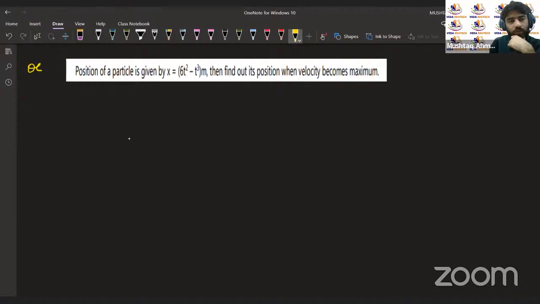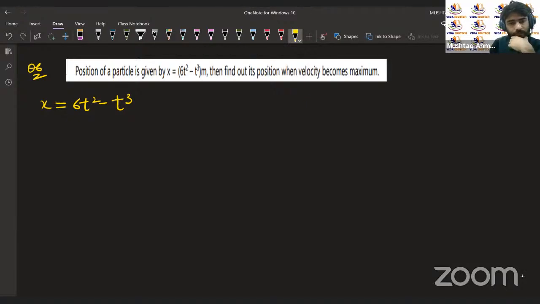So this is our question number 6 here. The position of a particle is given by x is equal to 6t² minus t³. Then find out its position when velocity becomes maximum. We have to find the position of this particle when the velocity becomes maximum. Velocity becomes maximum means the acceleration becomes zero. At maximum velocity, acceleration is zero.